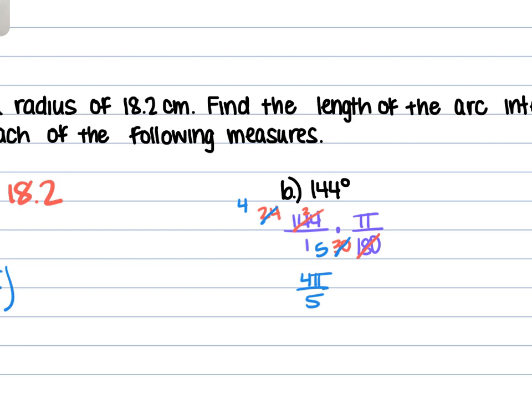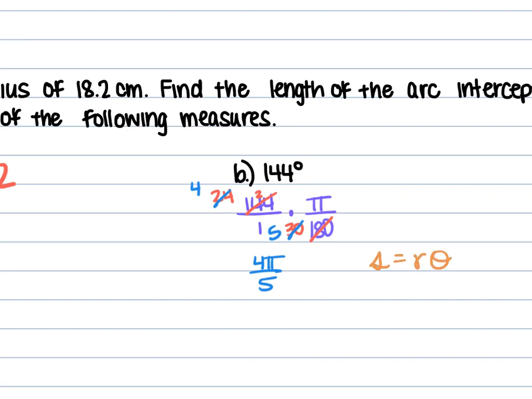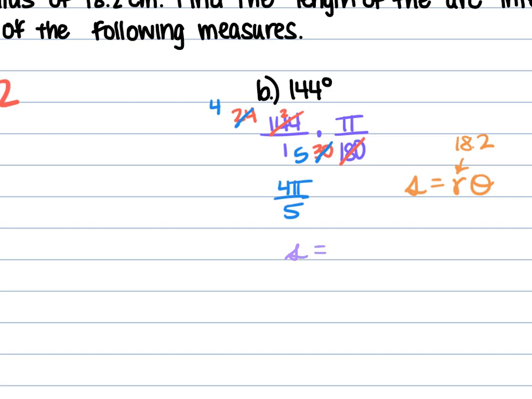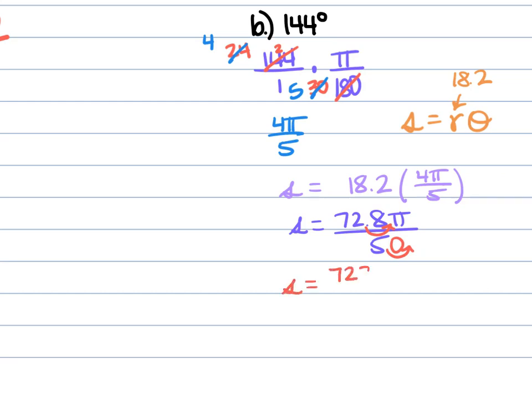So now that our theta is in radians, we're going to use S is equal to r times theta. r, we said, was 18.2 centimeters. So this is going to give us S is equal to 18.2 times 4 pi over 5. From here, we're going to multiply straight across. The 18.2 times 4 is 72.8. So this is going to be 72.8 pi over 5. Once again, I'm going to turn the 72.8 into a whole number, making the 5 a 50. So S is equal to 728 pi over 50. I can divide both of these by 2, so I'm going to get S is equal to, 2 goes into 7 3 times with 1 left over, 2 goes into 12 6, 2 goes into 8 4 times. So 364 pi over 25.